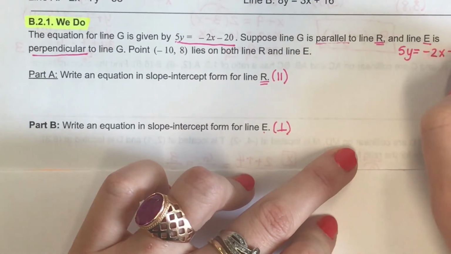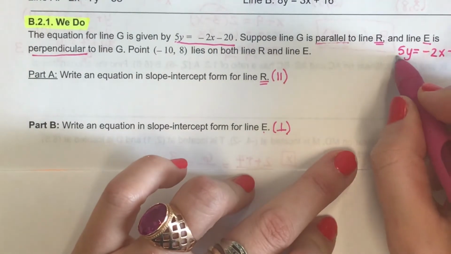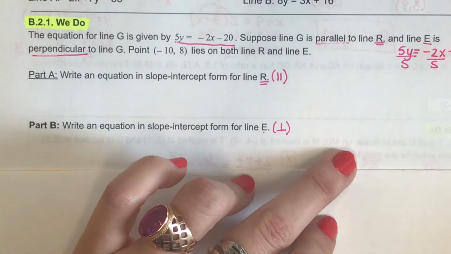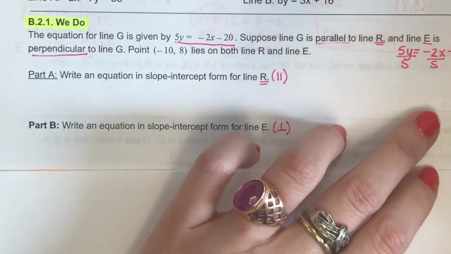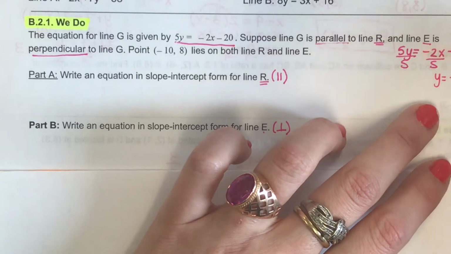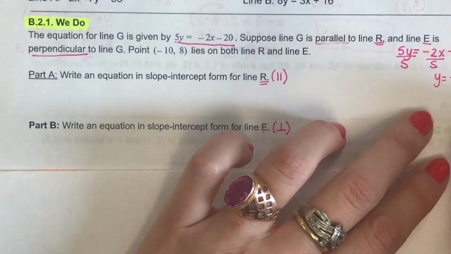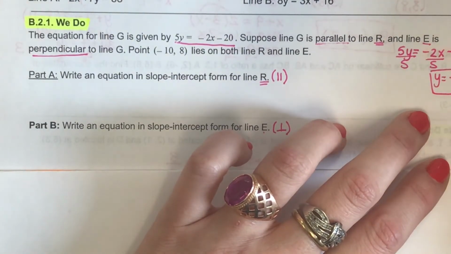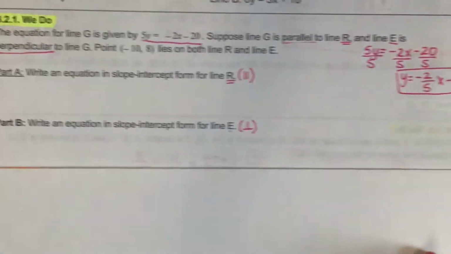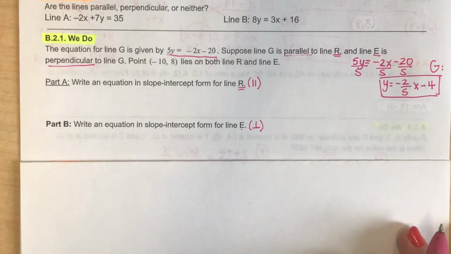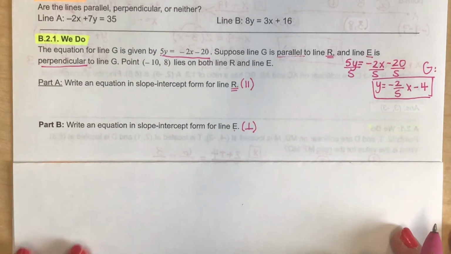The only thing I have to do is get this y by itself, so I'm going to divide everything by 5. So my equation for line G is y equals -2/5 x, and then 20 divided by 5 is -4. So this is like my general one. This is line G, my general, oh, you guys can't see that, my bad. That's my general line G, and that's what I'm going to use to help me with both of these parts.